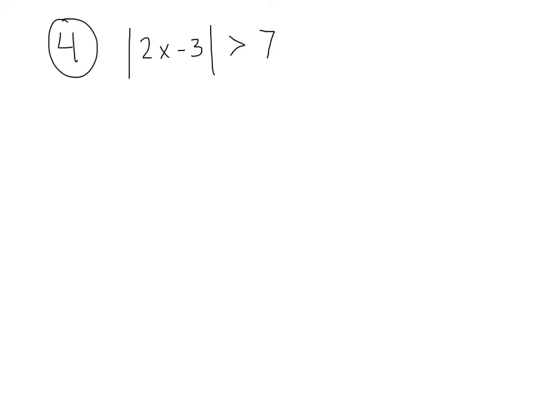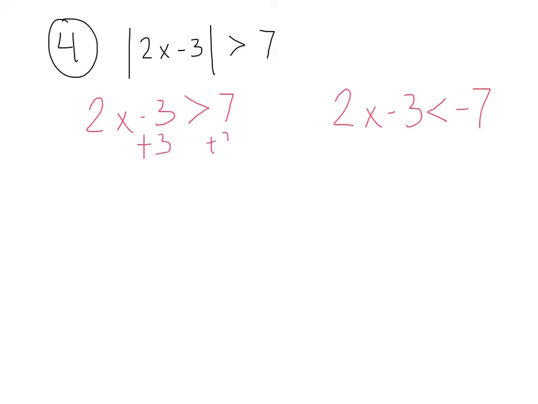Okay? Number 4, the absolute value of 2x minus 3 is greater than 7. Well, what that means is 2x minus 3 is more than 7 spots from 0, or 2x minus 3 is less than -7. Okay, that'll get it to be more than 7 spots away to the right and to the left. So I flipped the sign and made it negative on the second one. Okay, now we just solve both.